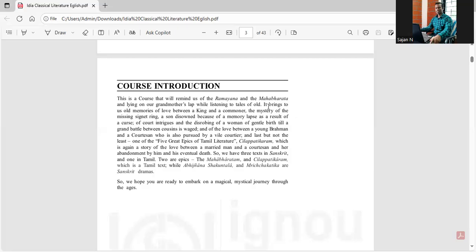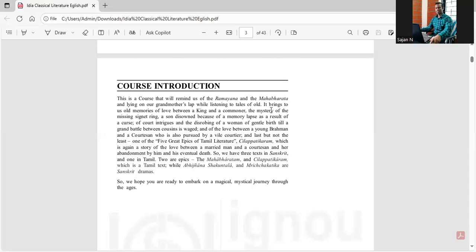Now, it brings to us old memories of love between a king and a commoner. Yesterday we had the class, but I didn't explain it properly. I told you we'll do it today. So it brings to us memories of love between a king and a commoner.